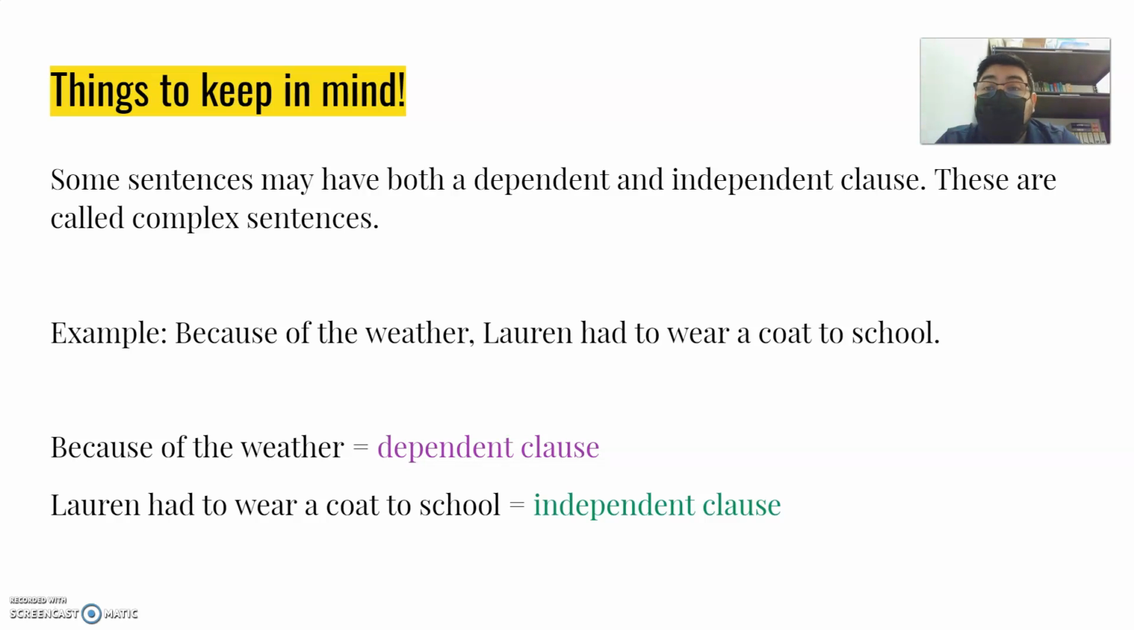Because of the weather, comma, Lauren had to wear a coat to school. Because of the weather is a dependent clause, and Lauren had to wear a coat to school is an independent clause. Breaking it down even further, Lauren would be the subject, and wear would be the verb. So we got everything.